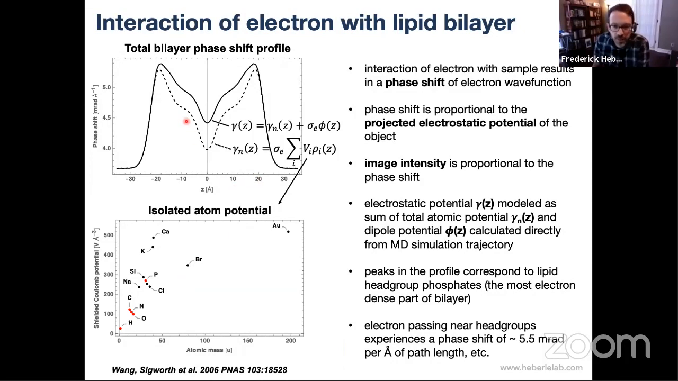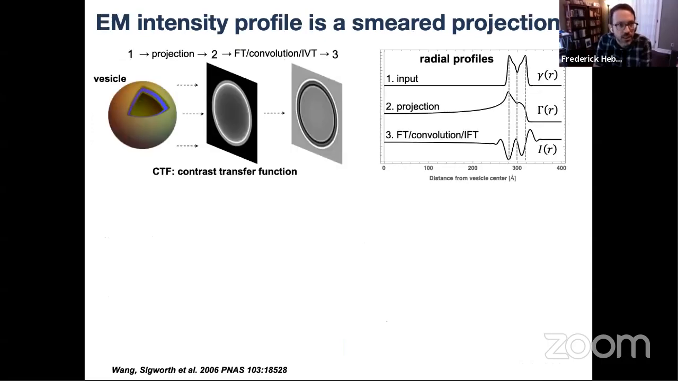So this first part is something that can be calculated directly from these simulated atomic number density distributions. That's the black dashed line. And then they added a second term, and that's the dipole potential of the bilayer. And that can also be calculated directly from the simulation. So when you add those two pieces together, that gives you the total phase shift profile in the direction across the bilayer. And that's the relevant physical property of the atoms that we needed to calculate these profiles.